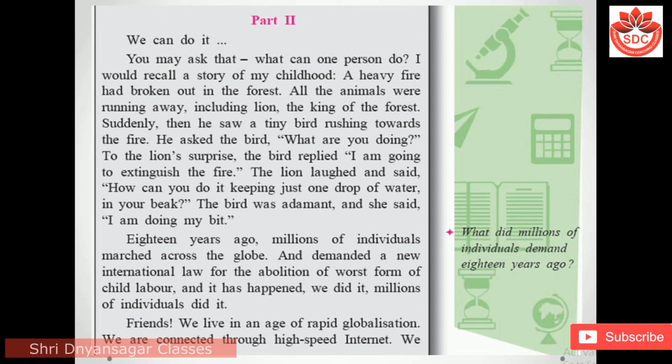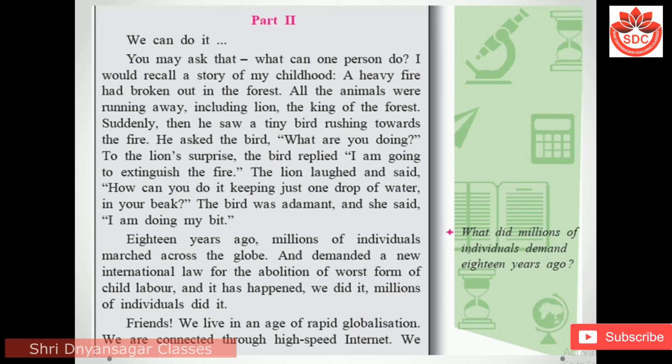A heavy fire had broken out in the forest. All the animals were running away, including the lion, the king of the forest. Suddenly, he saw a tiny bird rushing towards the fire. He asked the bird, "What are you doing?" The lion was surprised. The bird replied, "I am going to extinguish the fire." The lion laughed and said, "How can you do it with just one drop of water in your beak?" The bird was adamant, and she said, "I am doing my bit."